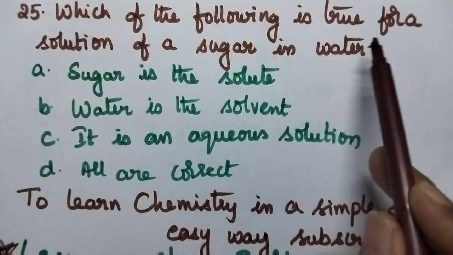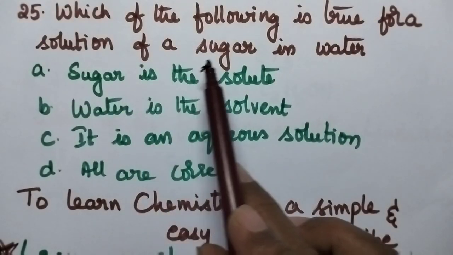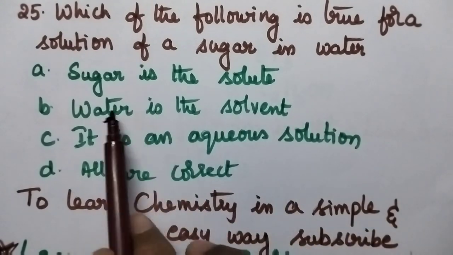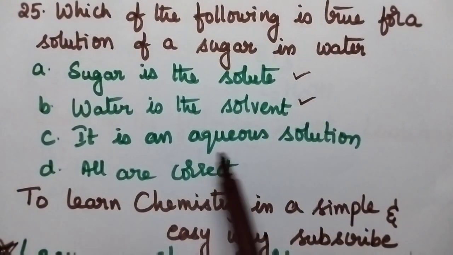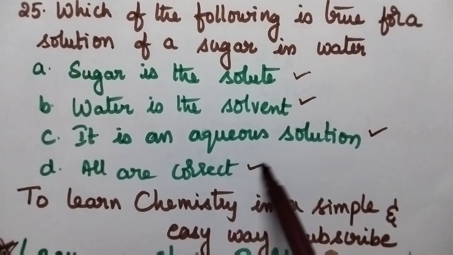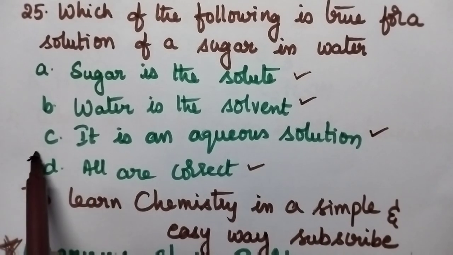Which of the following is true for a solution of a sugar in water? Option A, sugar is the solute. Yes. Water is the solvent and it is an aqueous solution. So option D, all the above are correct.